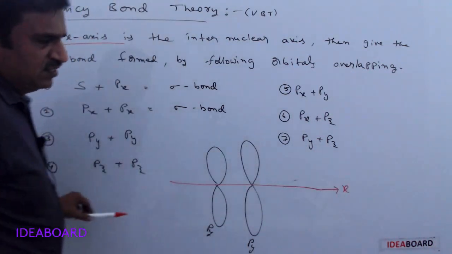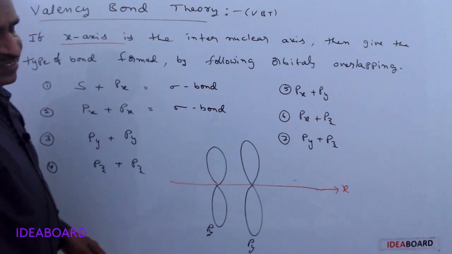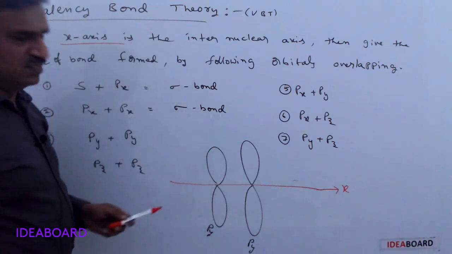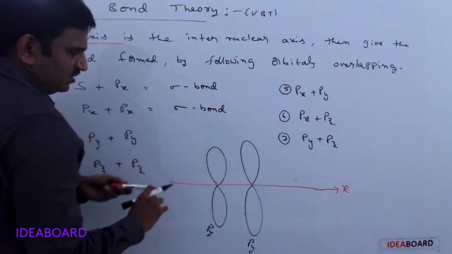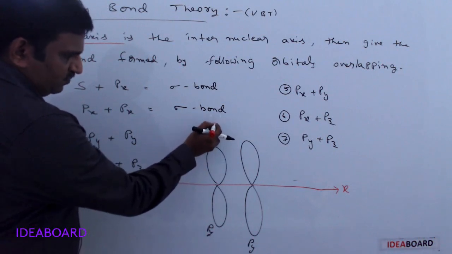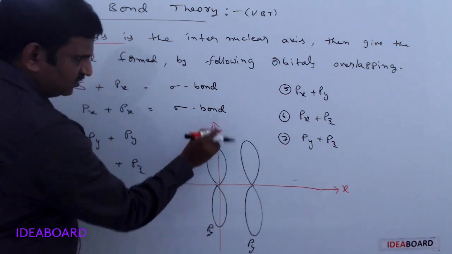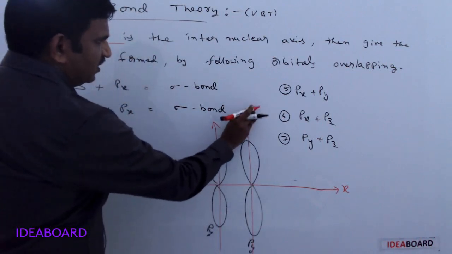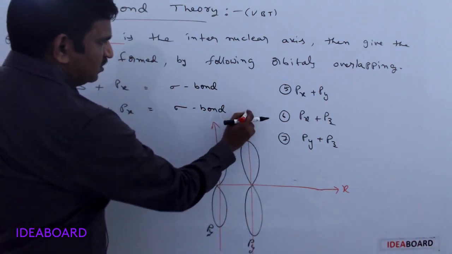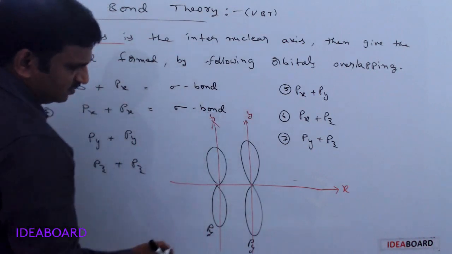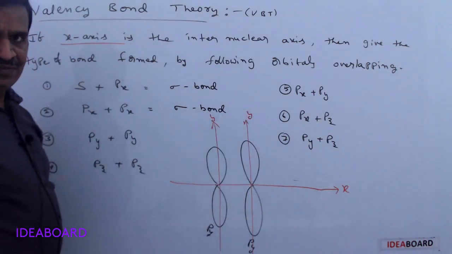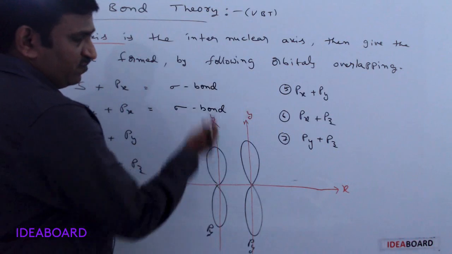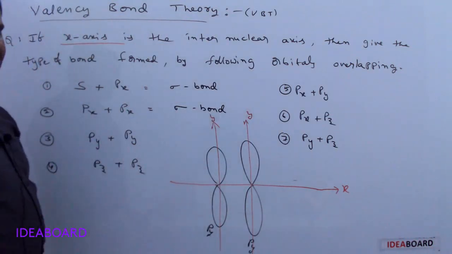The x-axis is the internuclear axis. One axis is the x-axis, the other axis is the y-axis. Here this is the y-axis, and for this one also the y-axis, and these are py orbitals. So the electron density is along the y-axis, so only py orbital we can say.